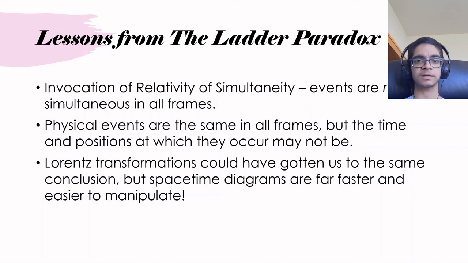The first thing to note is that the relativity of simultaneity is really important. Events are not simultaneous in all frames, and are not going to be simultaneous in frames that move at different speeds. This was something that we covered in part 1 as one of the foundational lessons that came about as a result of the speed of light being a universal constant. And we can see why it's so important here, because that defines why we only get one result, one physical event in all frames. So, as the next point says, this also means that physical events are the same in all frames, but the time and positions at which they occur may not be exactly the same.